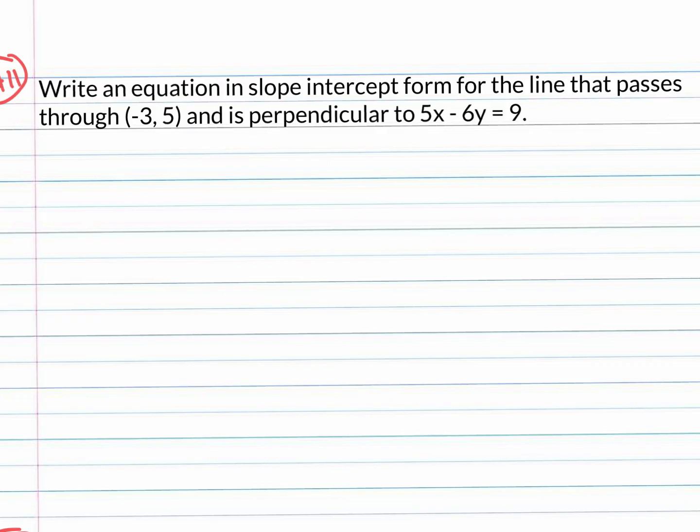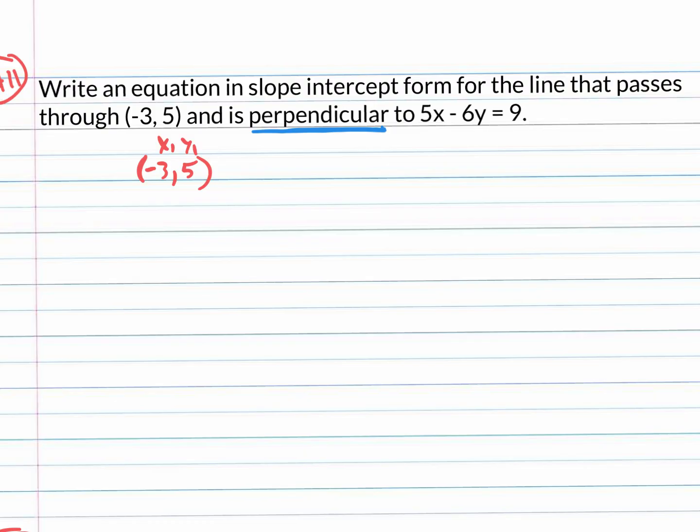So I do still give you a point, -3 comma 5. That's going to be your x1, y1. And I indirectly give you a slope by you reading the word perpendicular. Parallel means same slope. Perpendicular means opposite reciprocal slope. But what's the problem here?